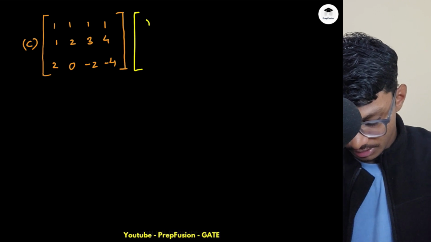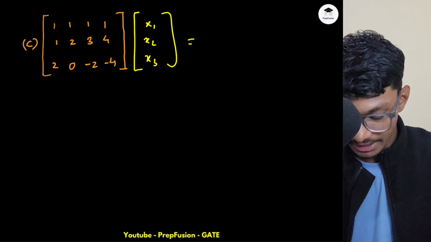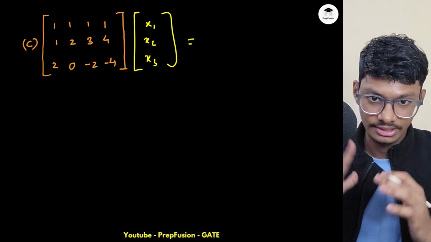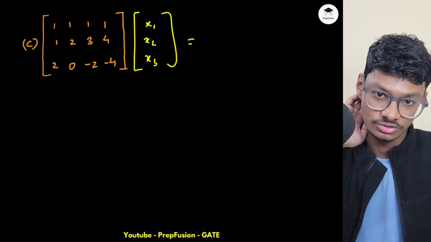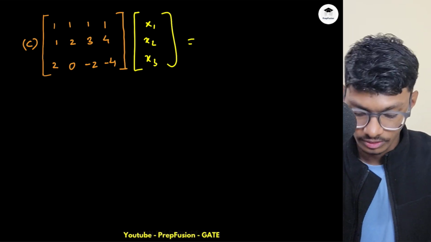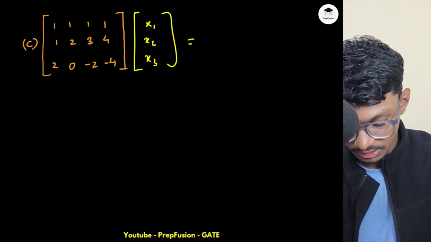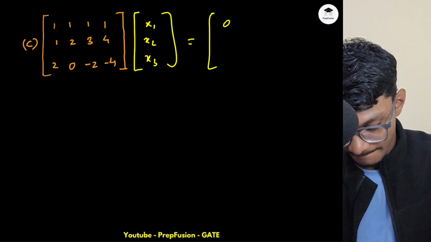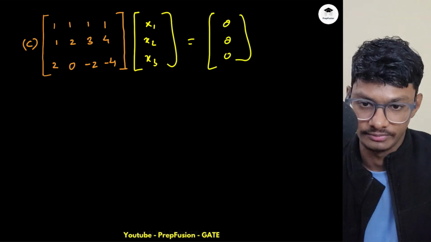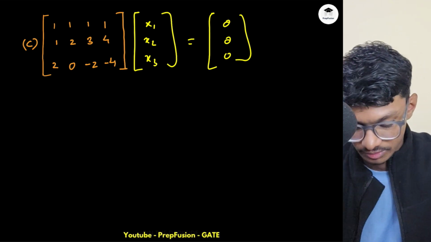Again I'm doing x1, x2, x3. From the starting itself I can see the rank is less, right? The rank will not be full, because the rank is at most 3 and the highest possible rank can be 4. But let's see another thing. This equals 0 0 0. How many free variables will we have this time? Let's see.